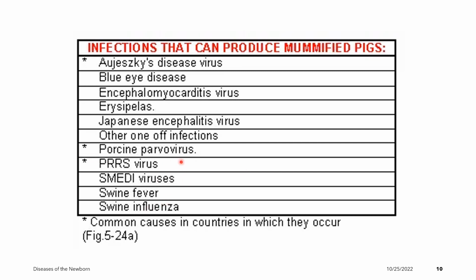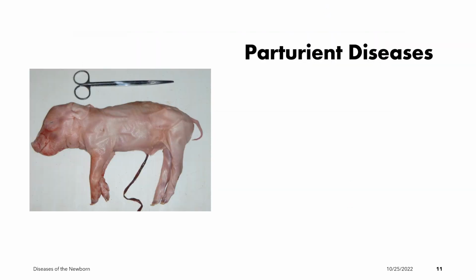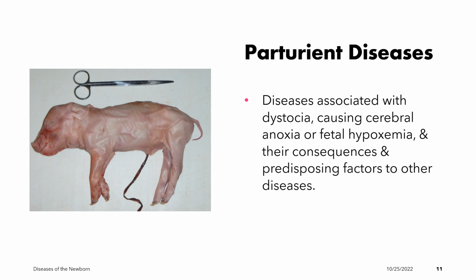We also have the SMEDI viruses. SMEDI is an acronym for stillbirth, mummification, embryonic death, and infertility. It is a reproductive disease of swine caused by porcine parvovirus and porcine enteroviruses. We also have the parturient diseases. These are the diseases associated with dystocia, causing cerebral anoxia or fetal hypoxemia, and their consequences and predisposing factors to other diseases. Anoxia refers to the absence of oxygen. Hypoxemia is the below normal level of oxygen in the blood.